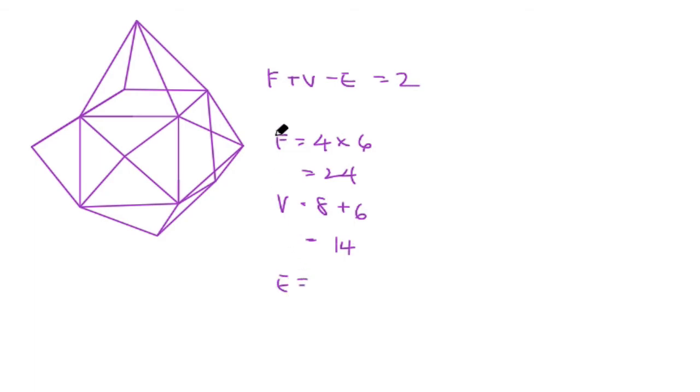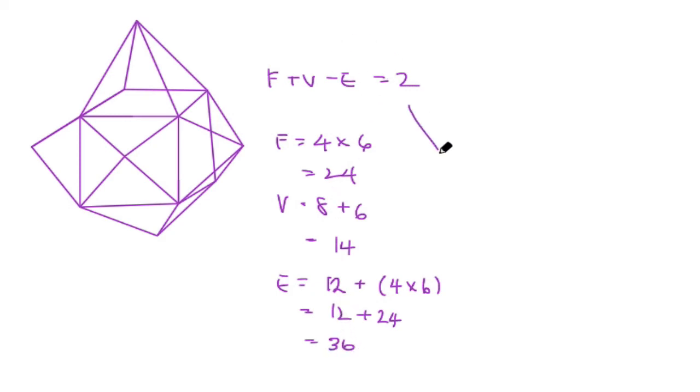The number of edges, again we have 1, 2, 3, 4, 5, 6, 7, 8, 9, 10, 11, 12 from the cube itself. And then the 4 from each of the pyramids, so it's going to be 4 times the 6 pyramids. So we get 12 plus 24, and that gives us 36.